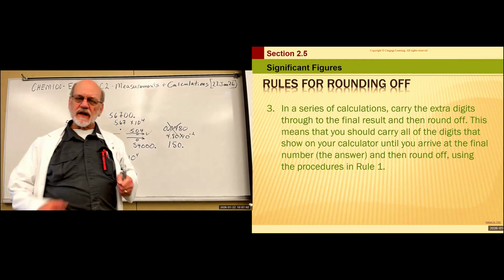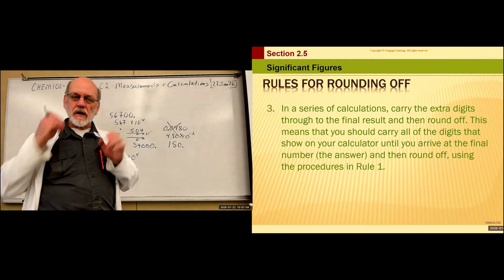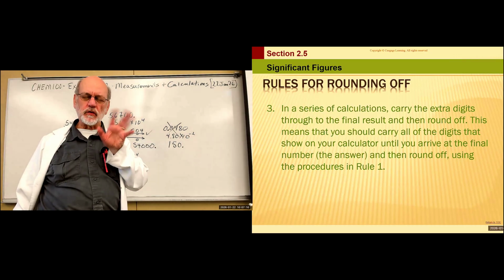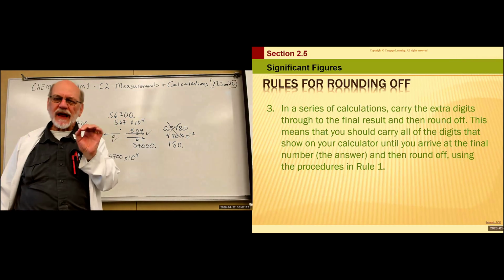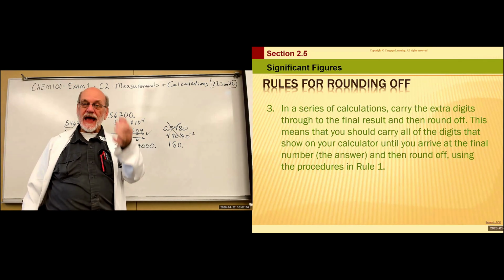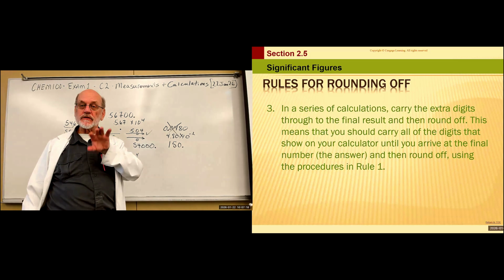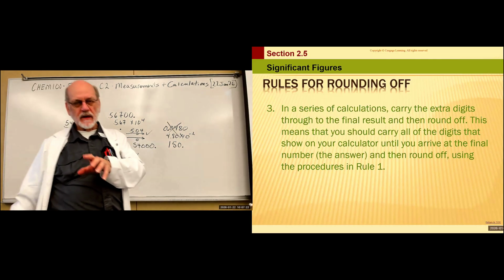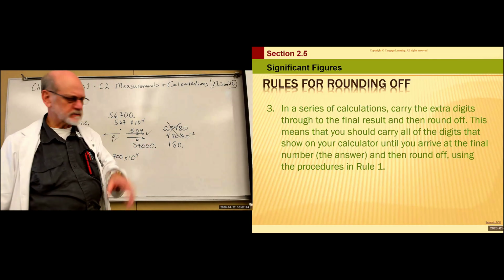Now, in a series of calculations, we have two sets of rules. We either multiply or divide the numbers, or we add or subtract. One rule is multiply, divide. The other rule is add, subtract.